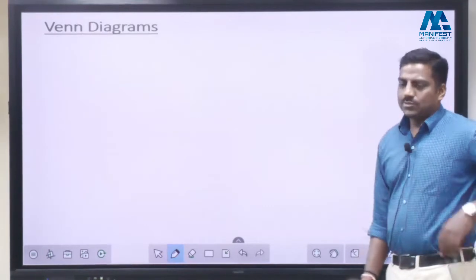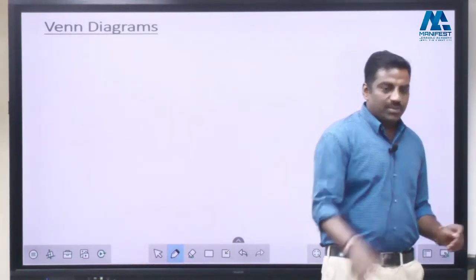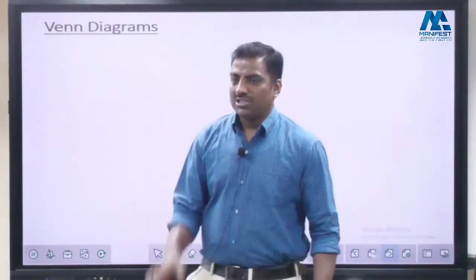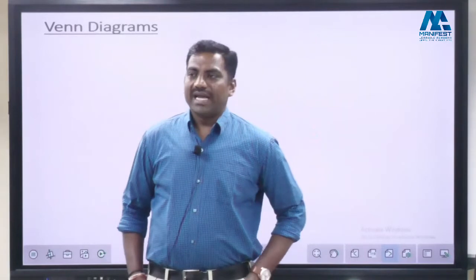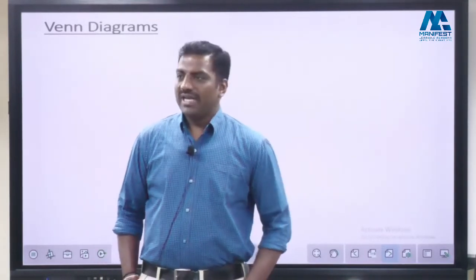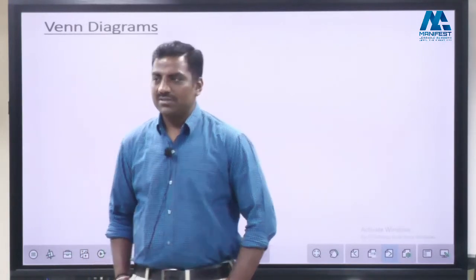Next is a small chapter, Venn diagrams. Looking at the question papers, you will feel it must be a very big chapter, but it is a very small chapter. Venn diagrams. Do you remember from school days? Which all shapes did you use in Venn diagrams?